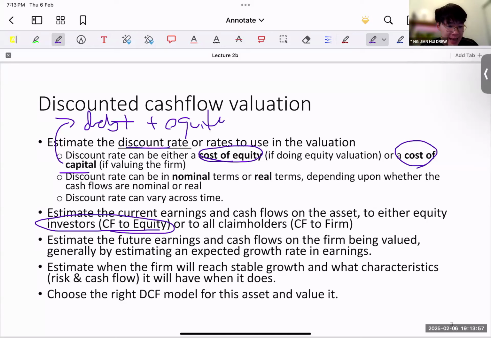So it has an additional component of debt as compared to cost of equity, which is just cost of equity, right? And so when you use the cost of capital, it means that we want to determine the cash flow to all claim holders of the firm. And you're right, you mentioned weighted debt and equity. So we'll talk about that in a bit. That's right.